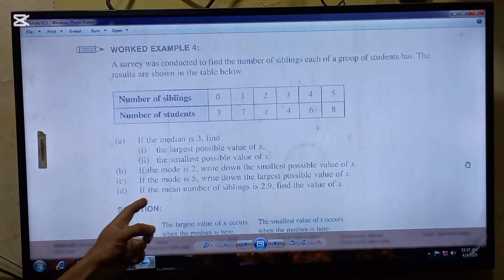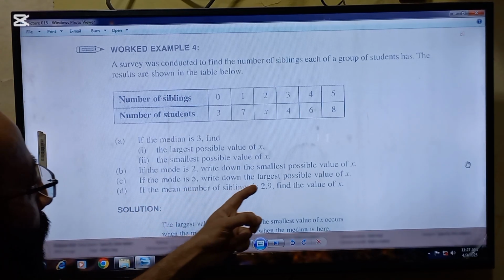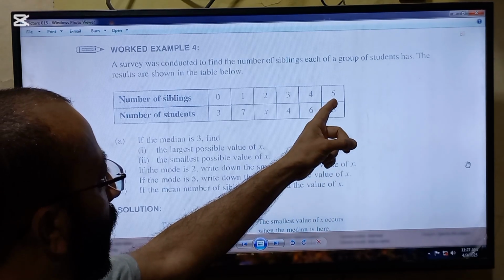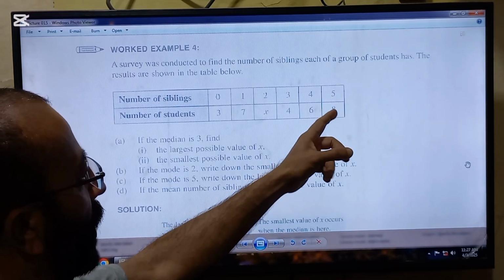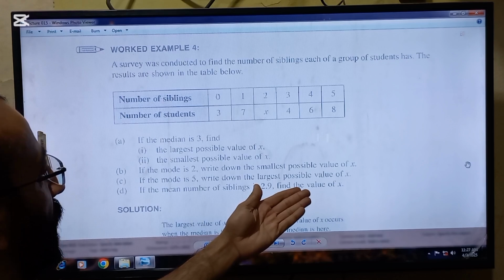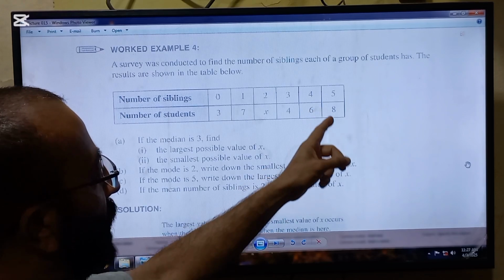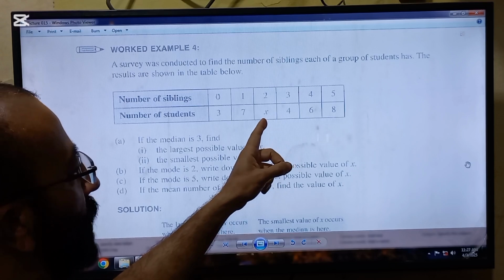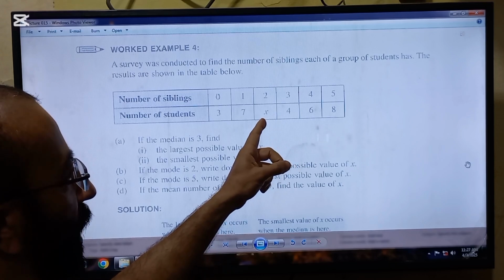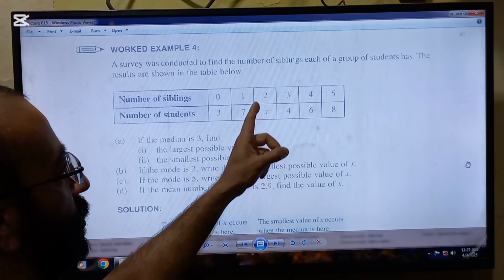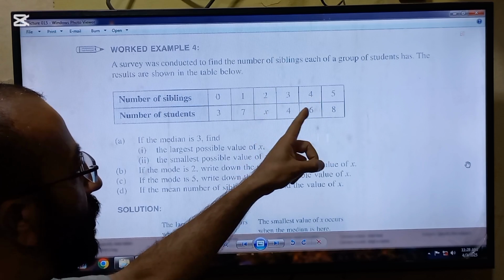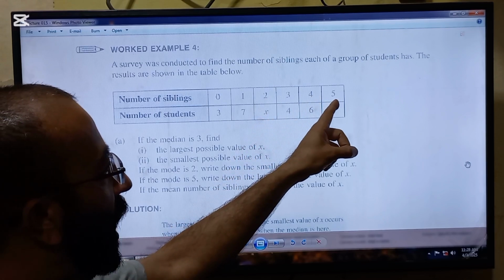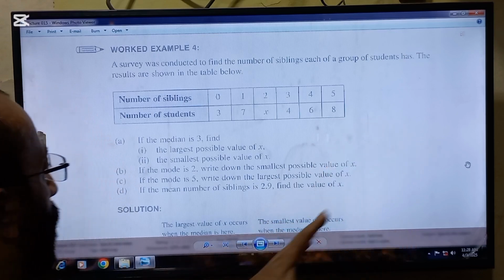Part C is, if the mode is 5, write down the largest possible value of x. So here 5 should be the mode, and what is the largest possible value of x? The frequency of 5 is right now 8, so the maximum value here should be 7, because if it becomes 8, both values will become the mode. So the largest value should be 7 if 5 is to be the mode.